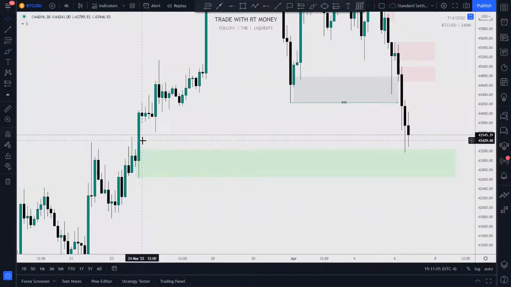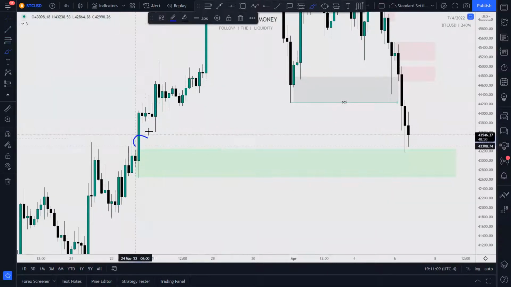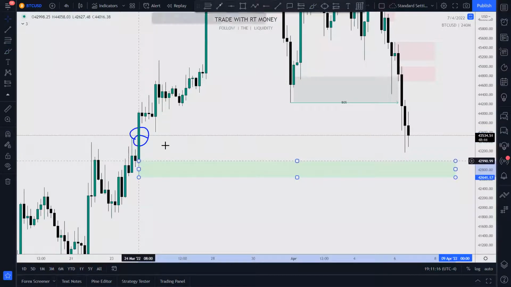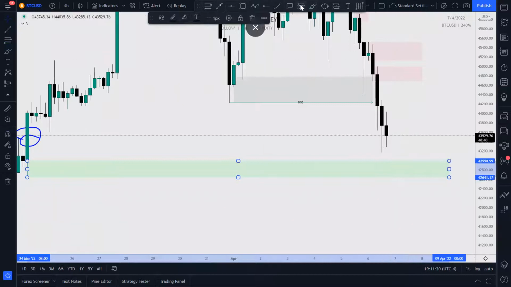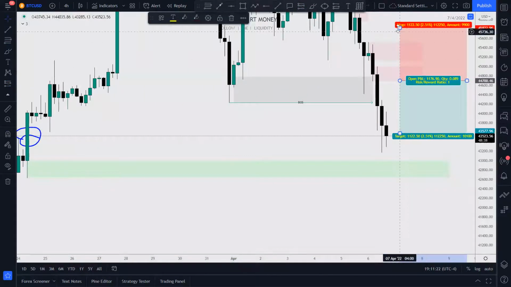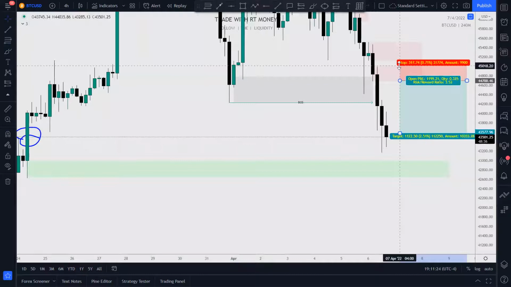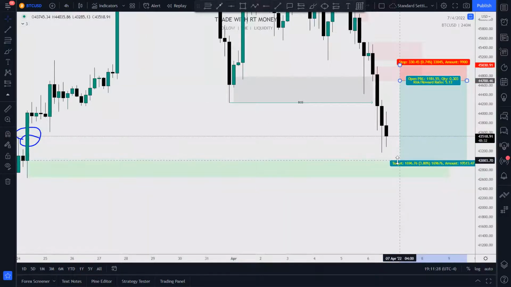You see how price filled in this imbalance, right? We can look for here. This will be our TP1. So I'm looking at this scenario right here. That's what I'm looking for.